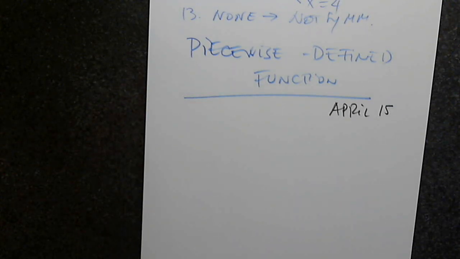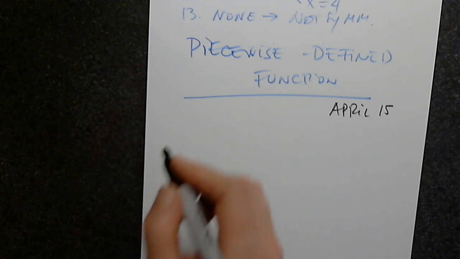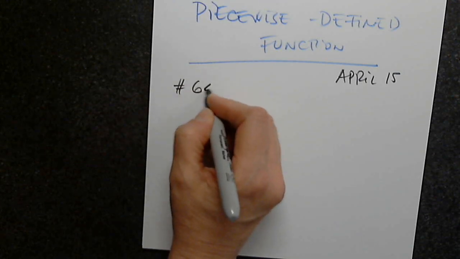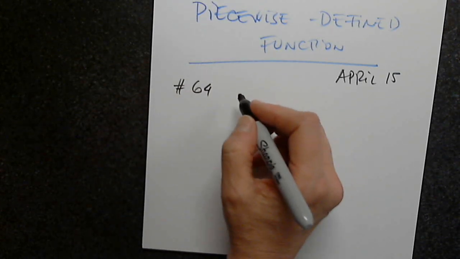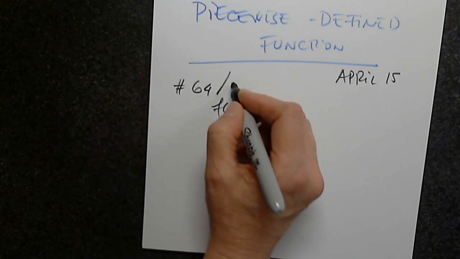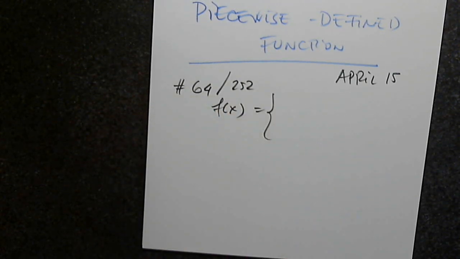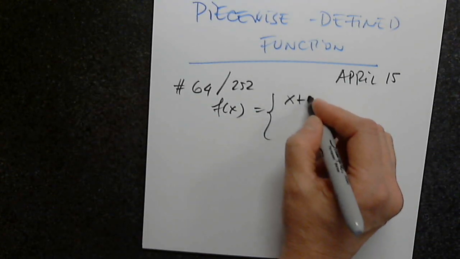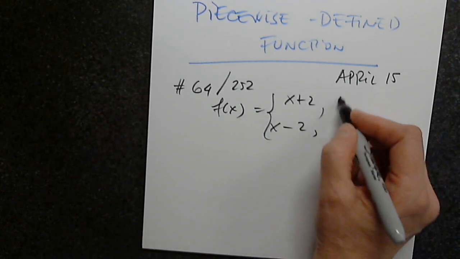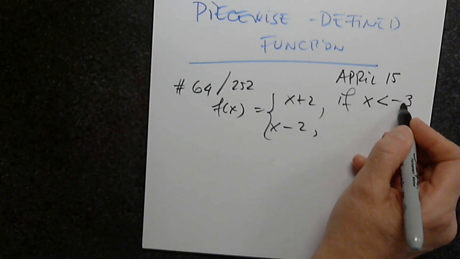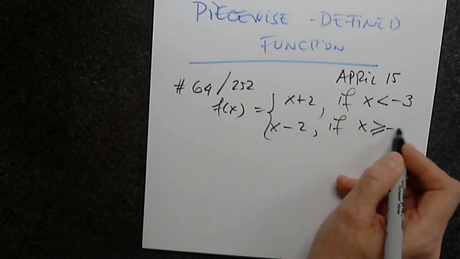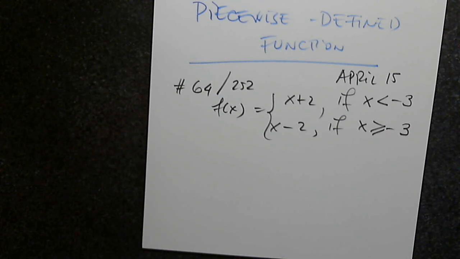So let's see an example. On page 252, I'm going to choose a simple one. Maybe we can finish it. If not, we're going to look at, okay, 64. We have f of x. So again, on page 252, f of x has 2 pieces. One piece is x plus 2. The other one is x minus 2, if x is less than negative 3, and if x is greater than or equal to negative 3. Okay.